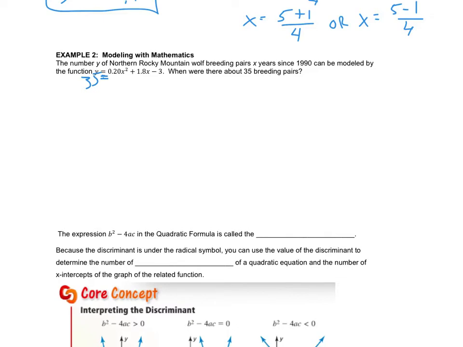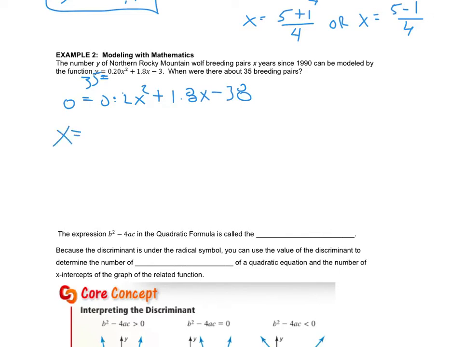So to use my quadratic formula, what I have to do is get that 35 moved to the other side, so we set up the ax squared plus bx plus c equals 0. By subtracting 35, I am going to get 0 equals 0.2x squared plus 1.8x minus 38 now on the other side. So we had to move everything over to then be able to use the formula. But now I have my a, 0.2, my b, 1.8, and my c, the negative 38. So let's just start plugging it in and seeing where it goes.